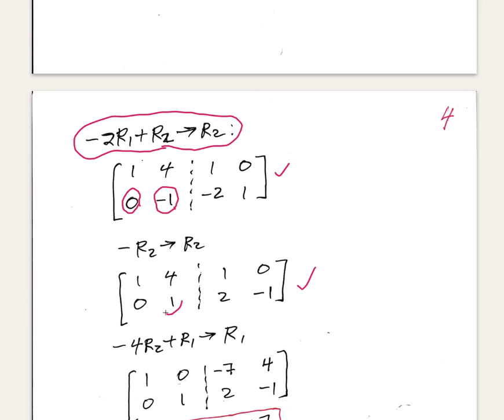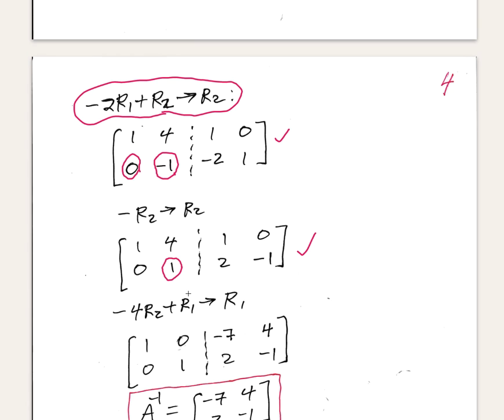Now, this is perfect, isn't it? I've got a 1. That's just what I want where I want it, right? What don't I like about that column? I don't like that 4 there. Let's get rid of it. How do we do that legally?